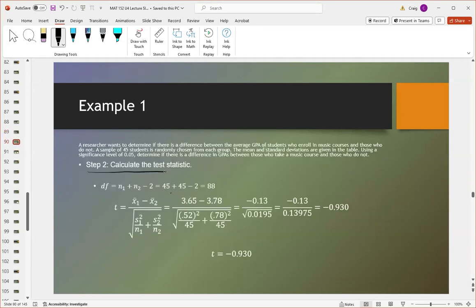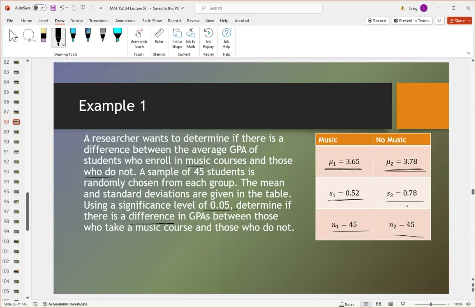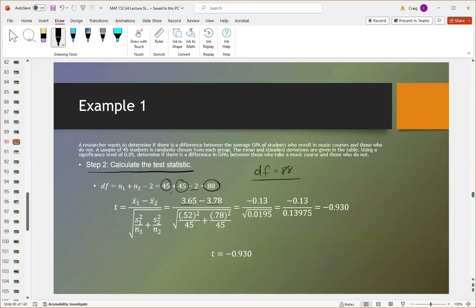We would then want to calculate the test statistic. We're going to need the degrees of freedom as well. We have two samples of 45, add them up and subtract 2, and we get a degrees of freedom equal to 88. We're just going to hold on to that because we're going to need that in just a minute. To calculate our t-value, if you go back and look, here's our means, standard deviations, and the sample size. We're going to plug those in here. And if we calculate these values, we get a t-value of negative 0.93.